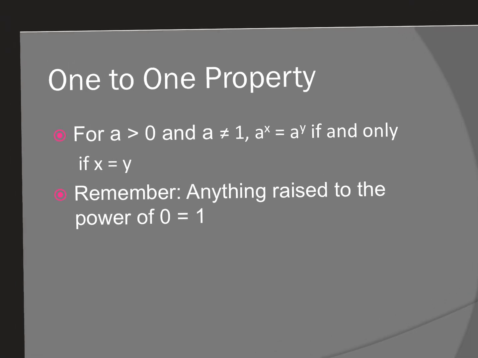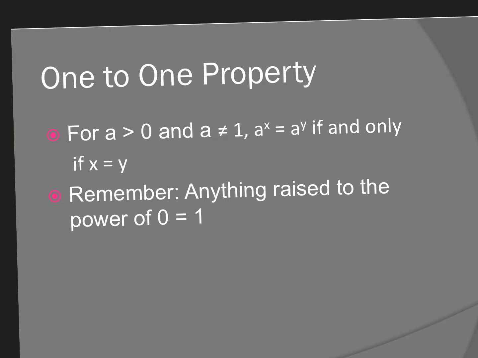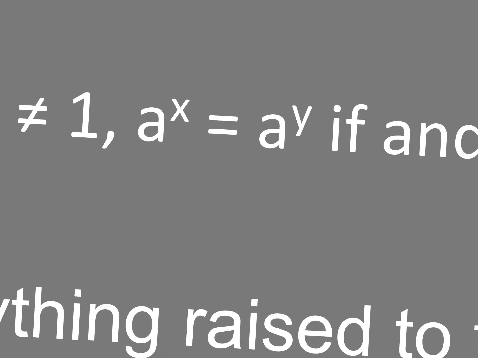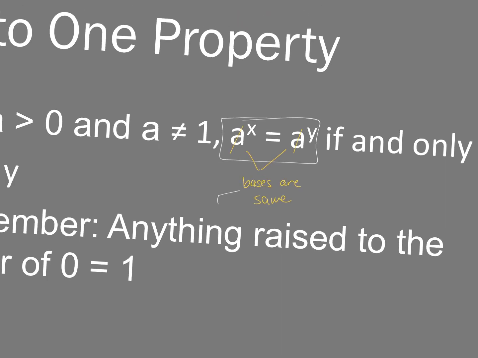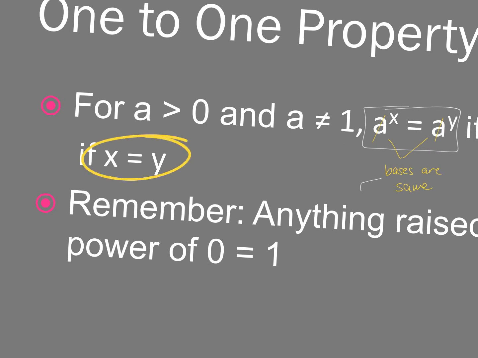Okay, so we're going to talk today about solving using the one-to-one property. All right, this first statement: for when a is greater than 0 and a does not equal 1, a to the x equals a to the y if and only if x equals y. Look at this right here. What do you notice about this equation? Same base. The bases are the same. When the bases are the same, you can cross them out and set the exponents equal to 0. No, equal to each other, sorry. I was looking at the next thing I wanted to say.